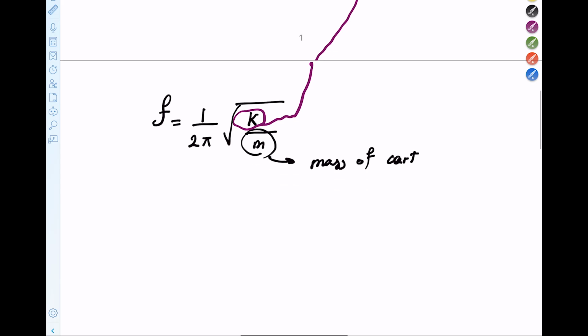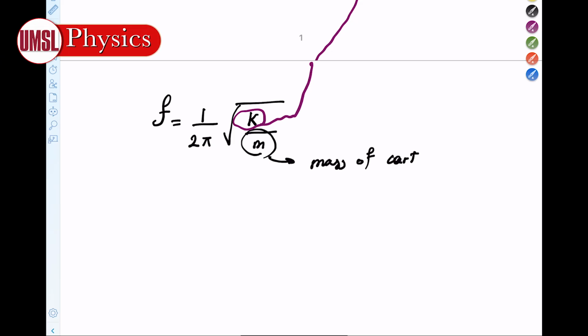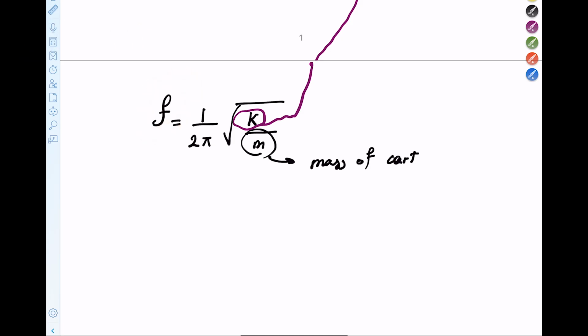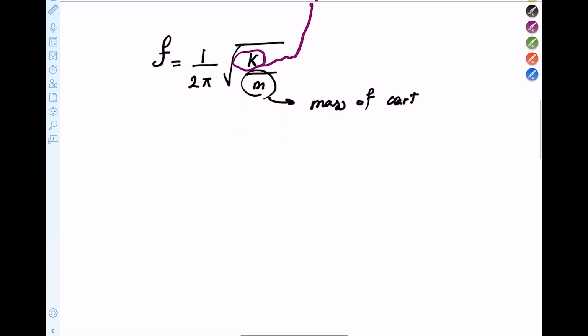And 1 over 2 pi, pi is 3.14. So in other words, we can find what the resonant frequency for this particular spring is based on the K value that we found in part 1. Again, this F is the resonant frequency. It's 1 over 2 pi square root of K, which we found in part 1, divided by M, mass of the cart. So this is the theoretical value. This is what you expect, the expected value.